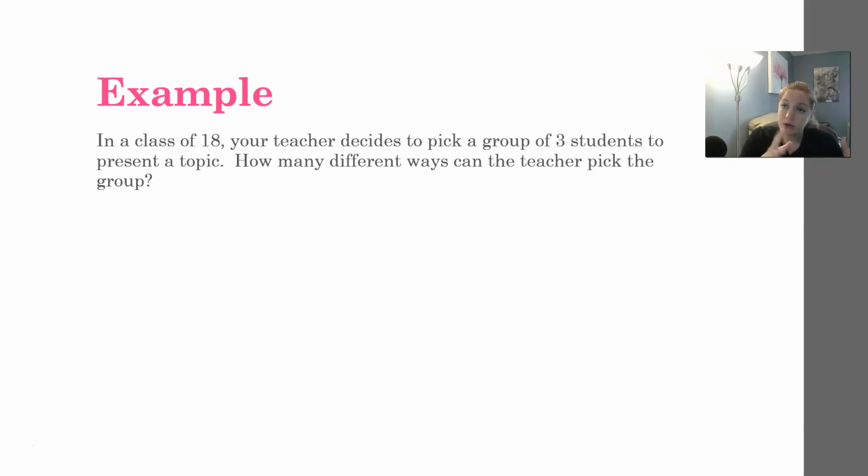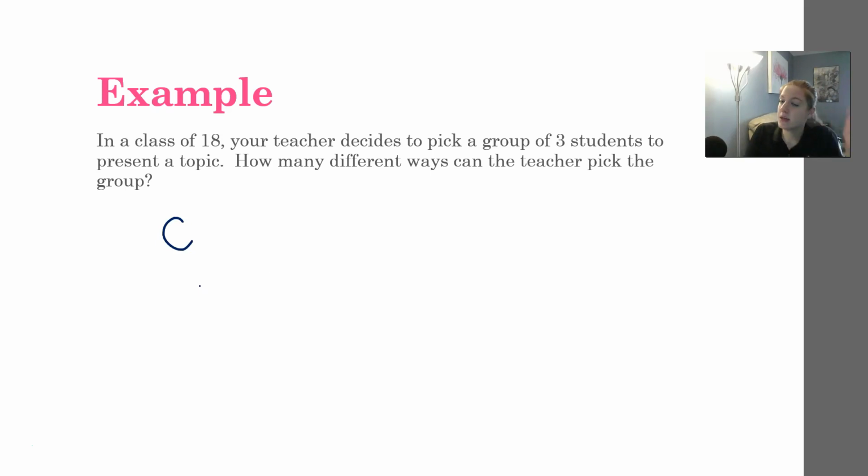So you're picking a group of items, group of people here, and you need to ask yourself, does order matter? Are we giving them different positions in that group? No, they're just presenting on a topic. So order doesn't matter. That group of 3 is the same no matter if I switch around which order I pick them in. So we need to use combinations. Order doesn't matter. So let's start with our combination C.